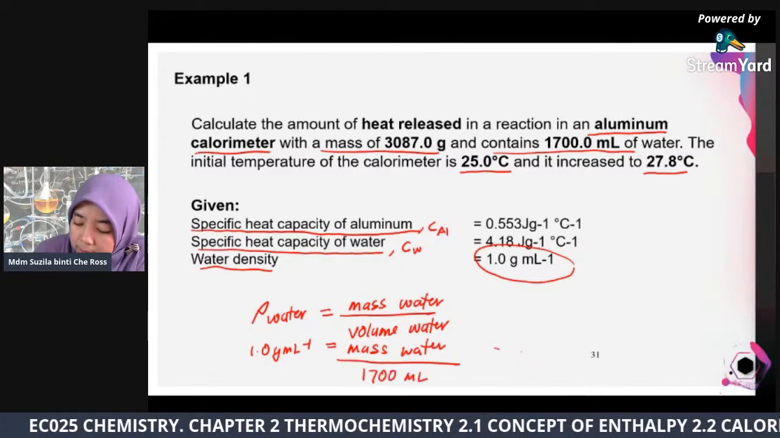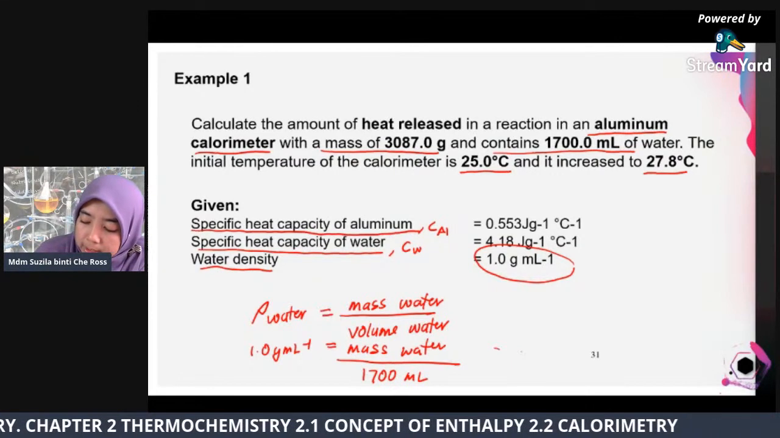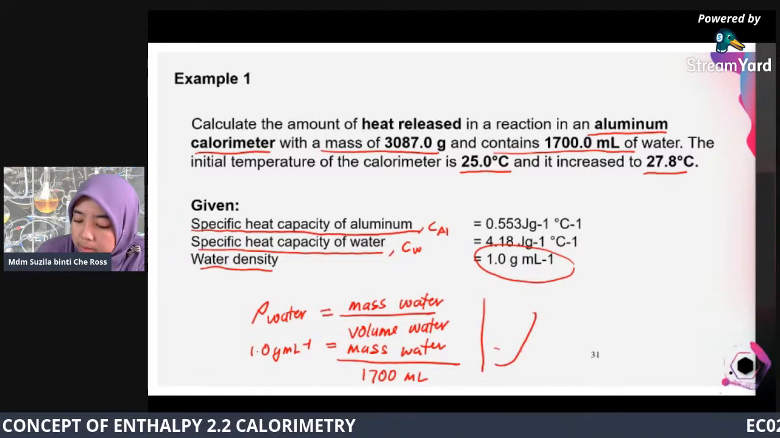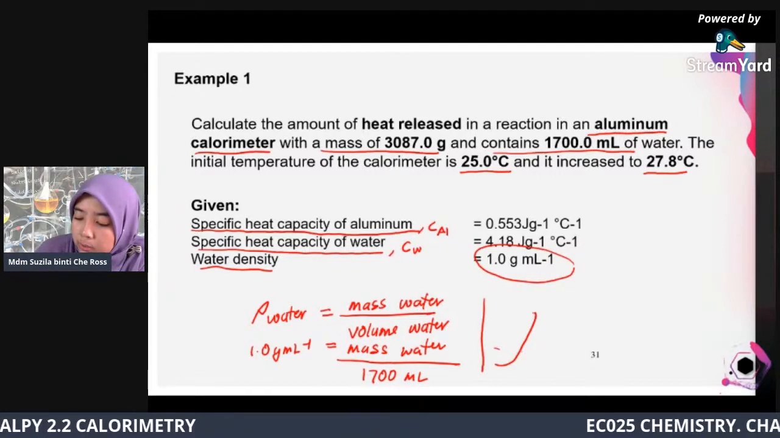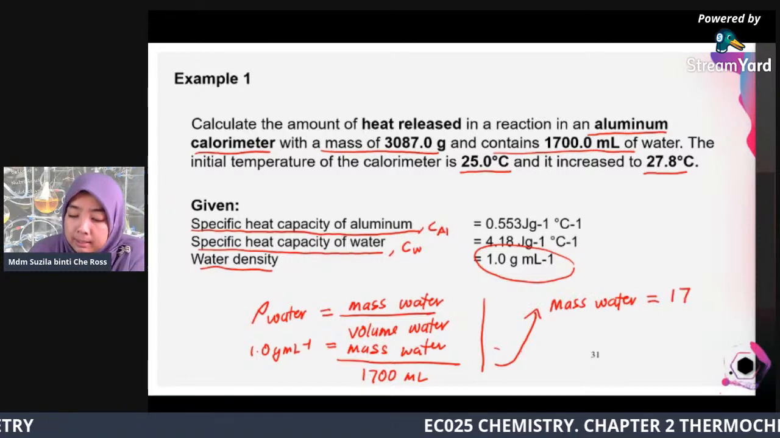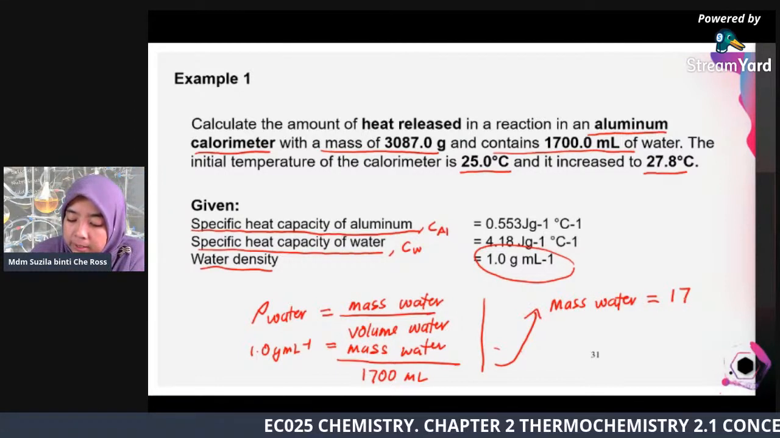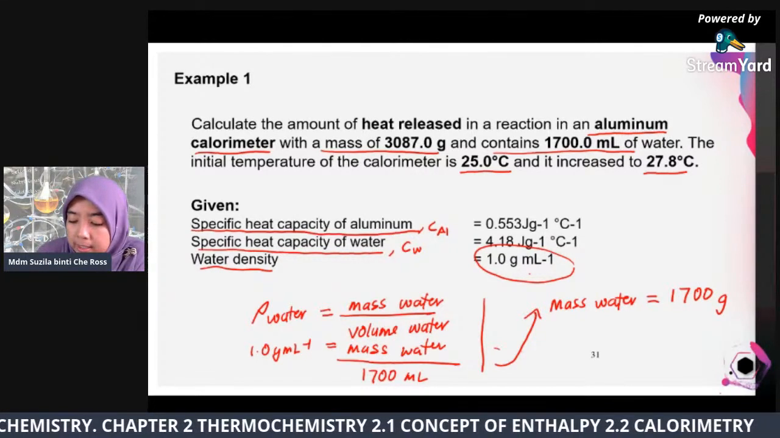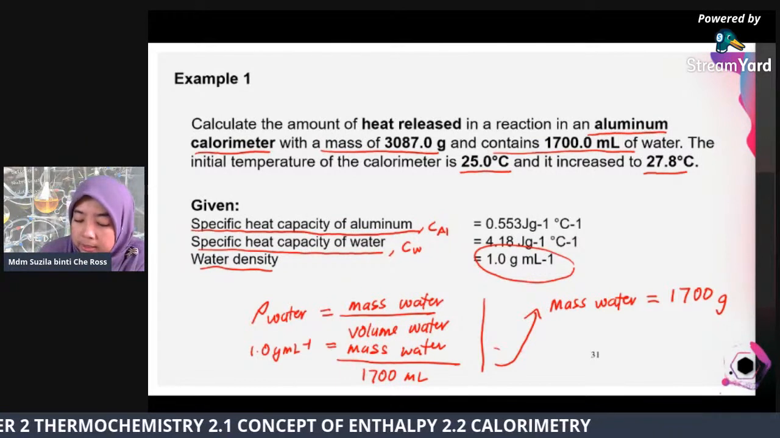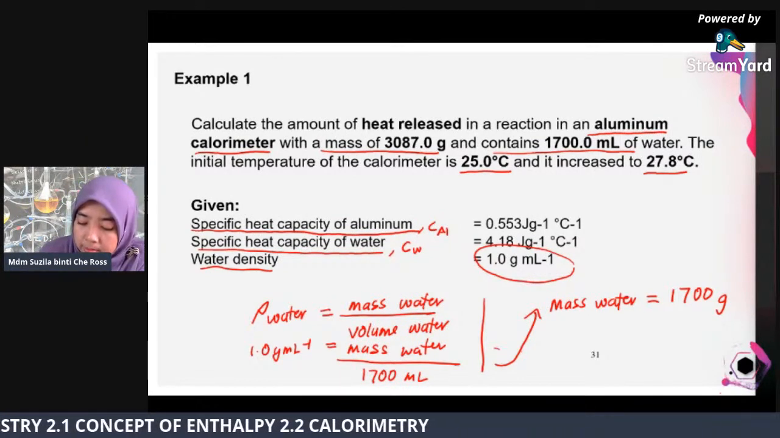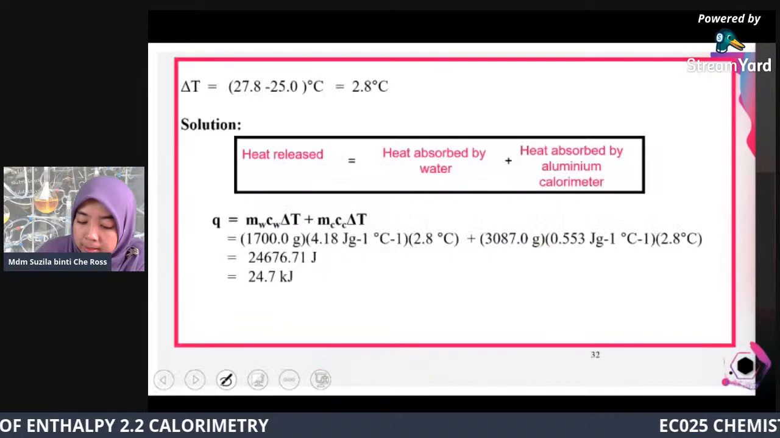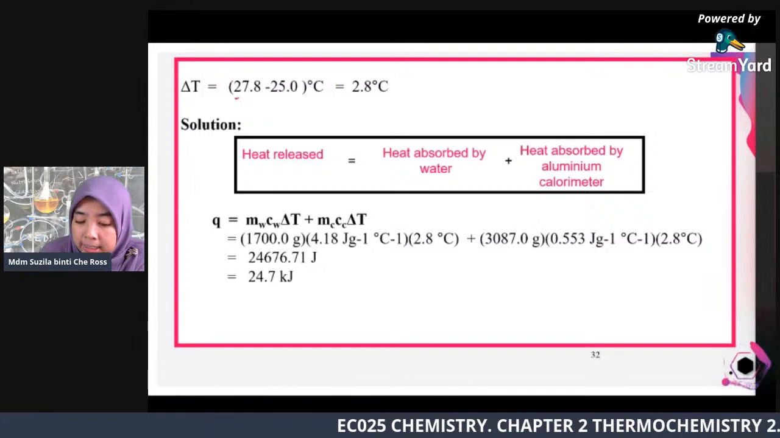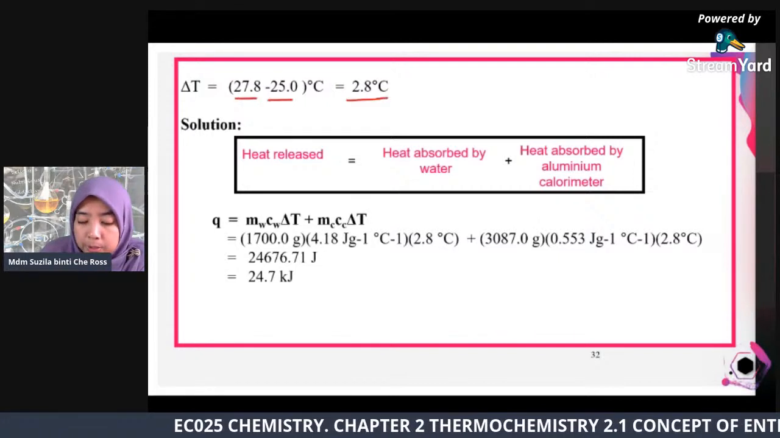So we can get mass of water equal to 1700 gram. Okay, that's why the value of water density is given. Actually we can use the value to find the mass of water. Okay. So, initial temperature and final temperature are given, so we can calculate the delta T. Delta T value is always positive.